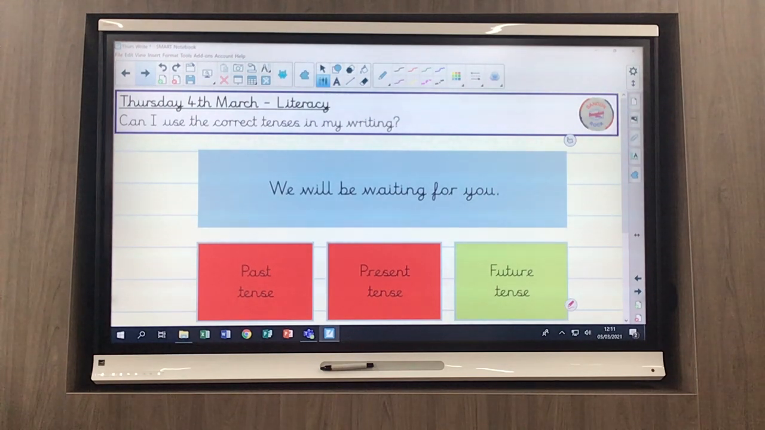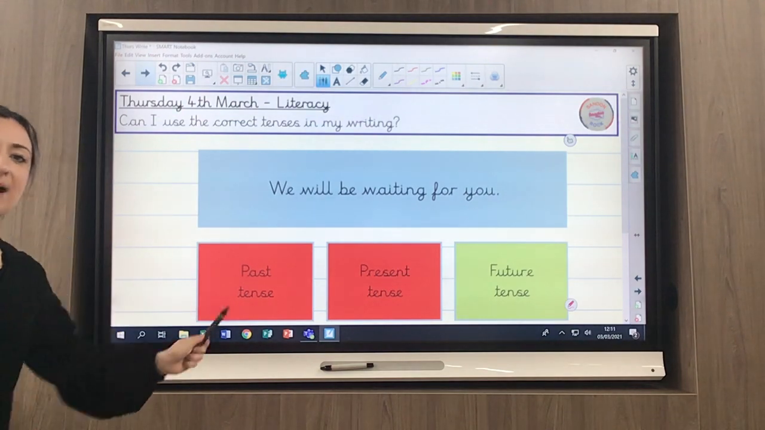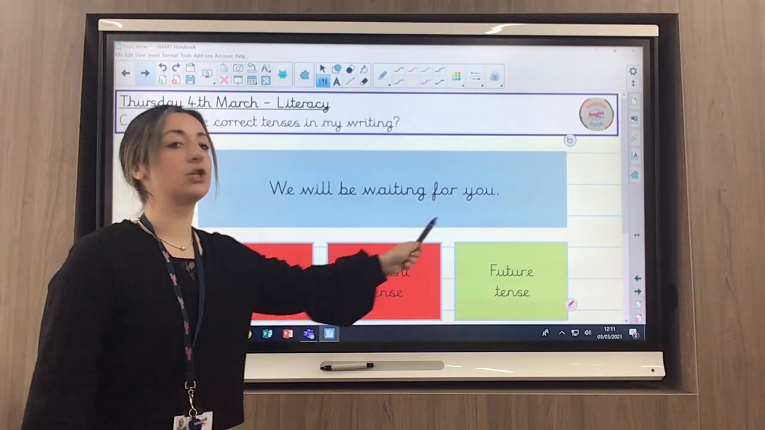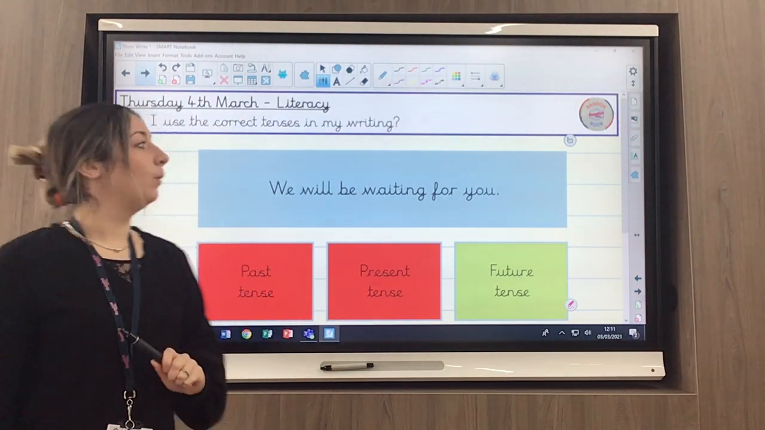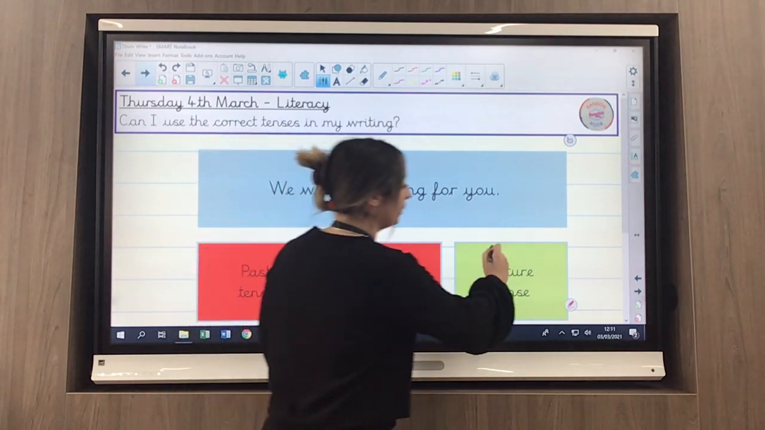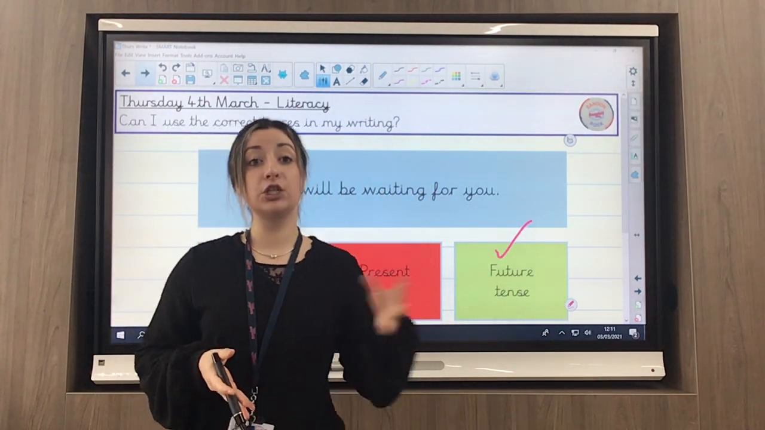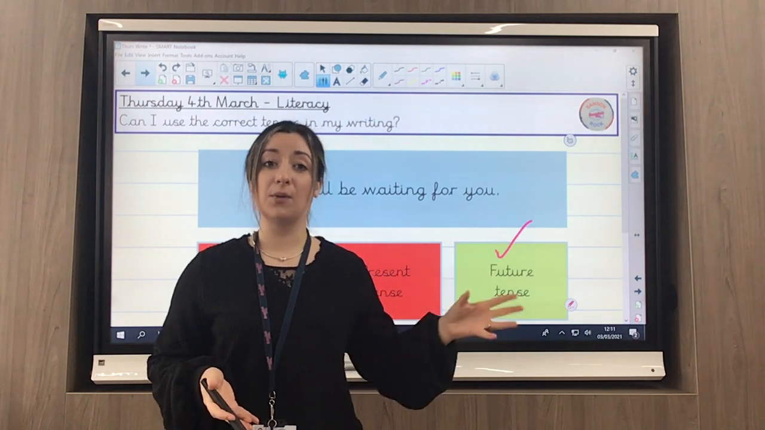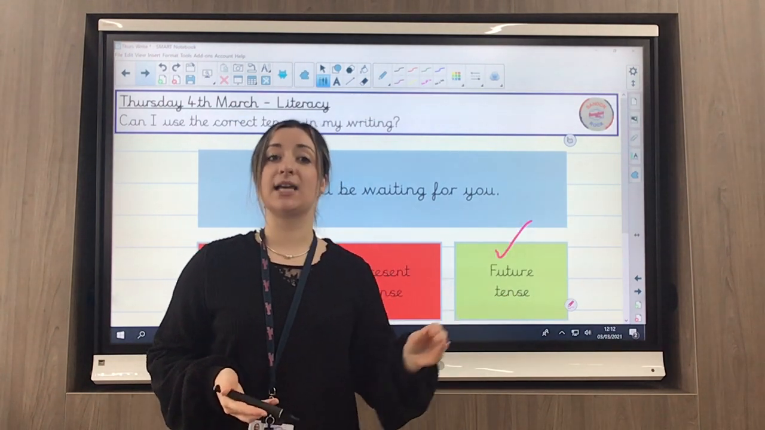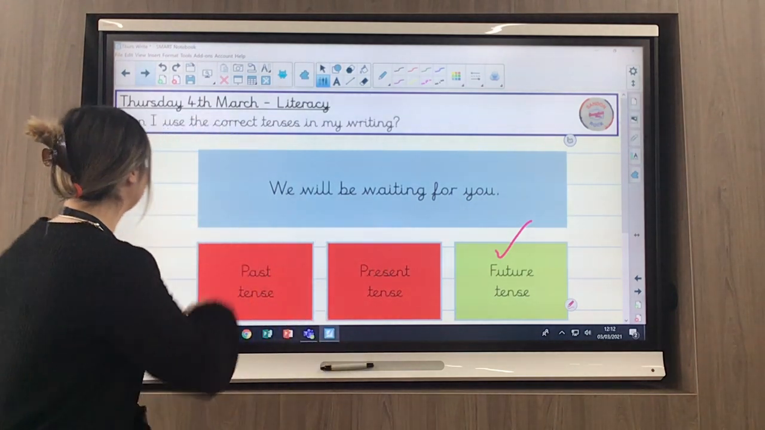Okay, so here's my second sentence. We will be waiting for you. Is it past tense, present tense, future tense? We will be waiting for you. Okay, so it should be future tense. Will be. It's something that hasn't happened yet. It's going to happen. So it's going to happen in the future. So it's future tense. And that is highlighted by will be.